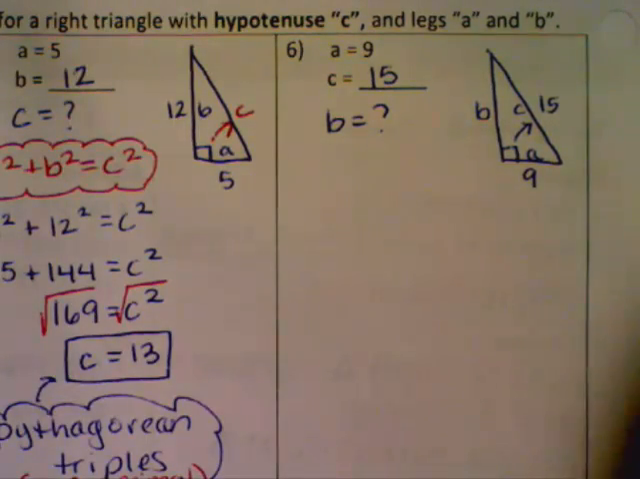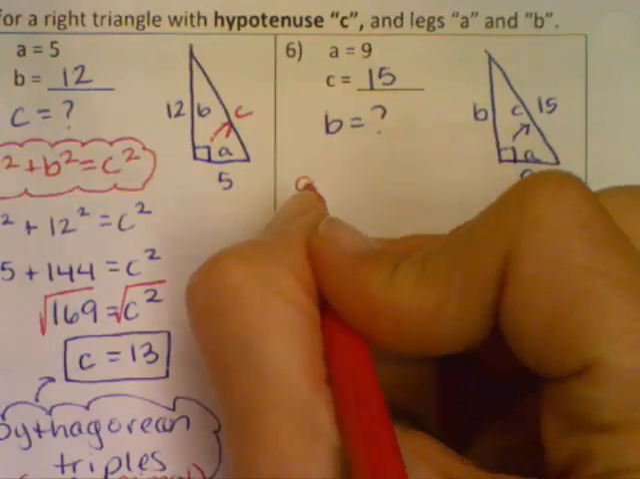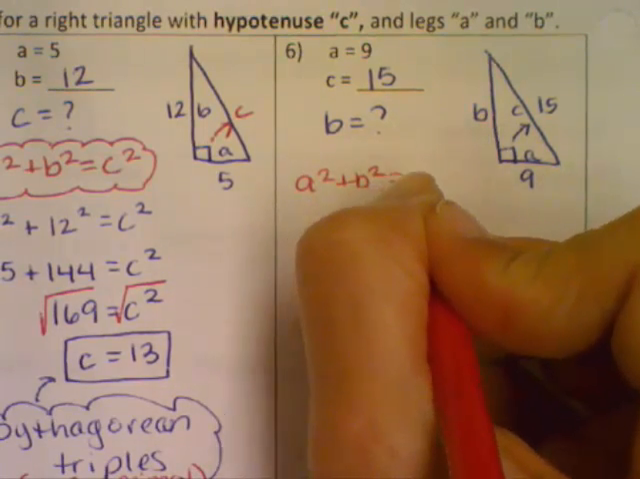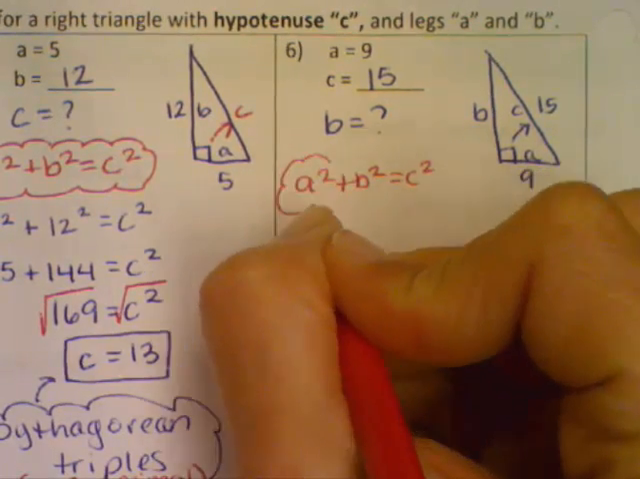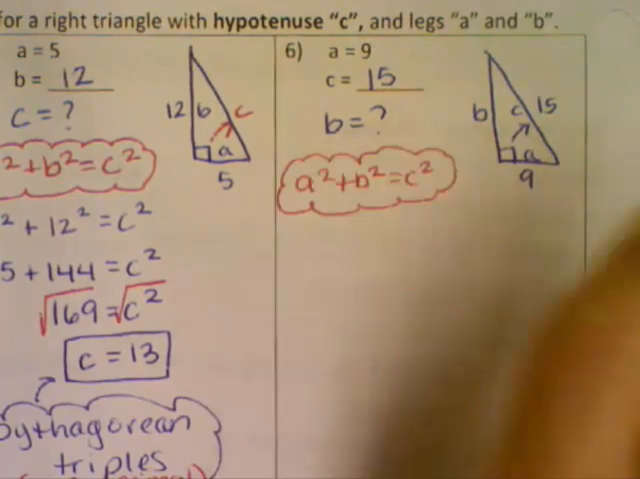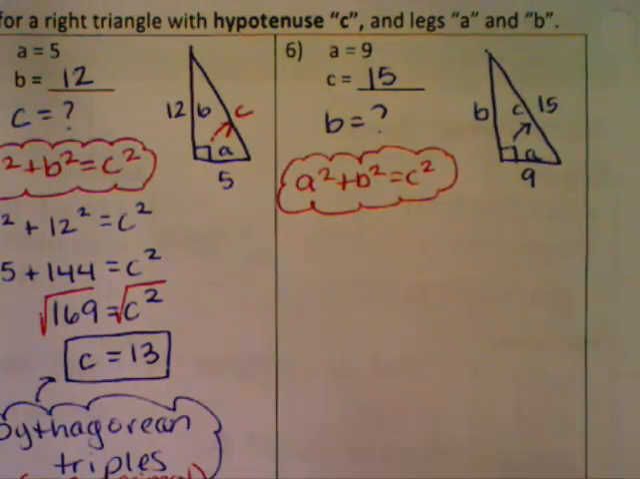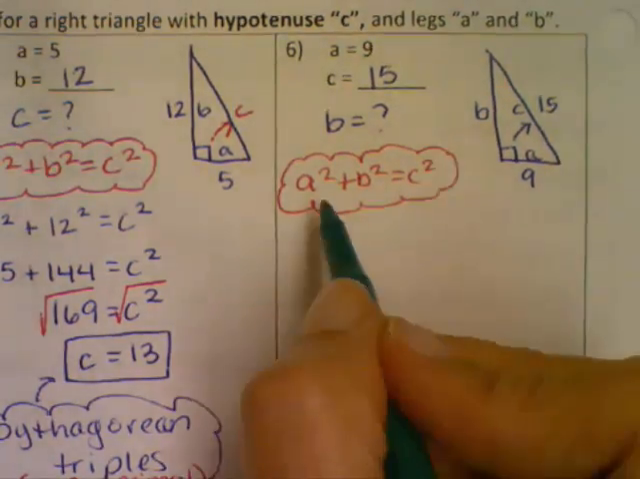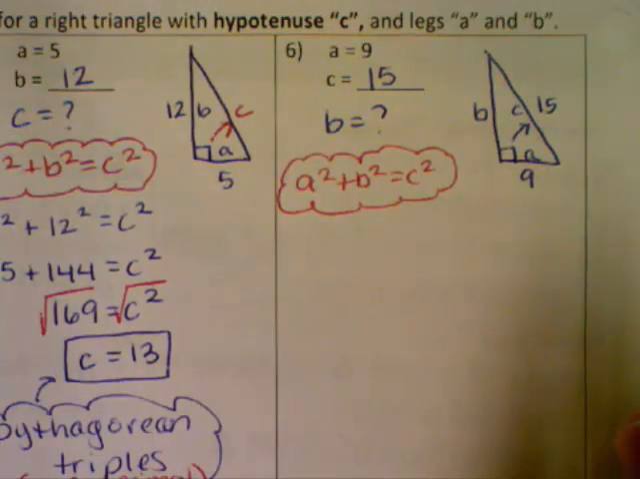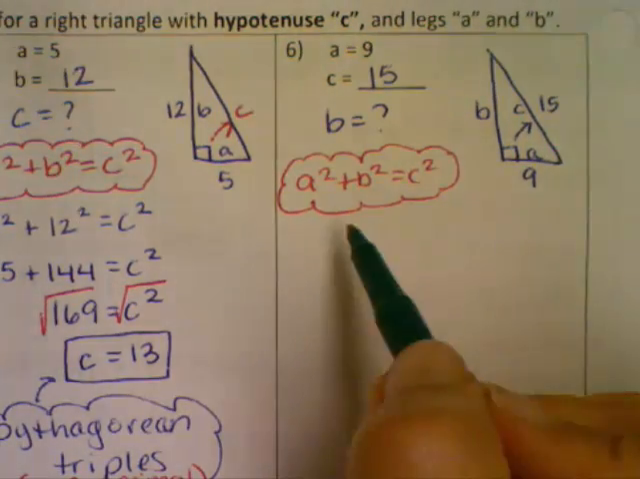Okay, we're going to use the Pythagorean Theorem again. A squared plus B squared equals C squared. And if you really, truly write it out every time, there's no way that you won't remember it. And it really makes it so that you're less likely to make mistakes. So now we'll substitute our values in.